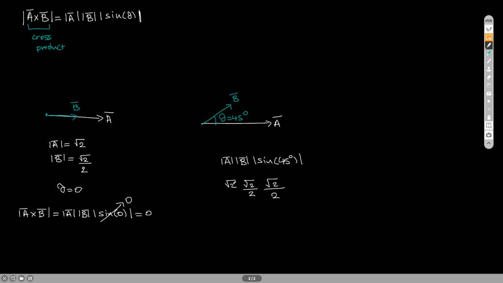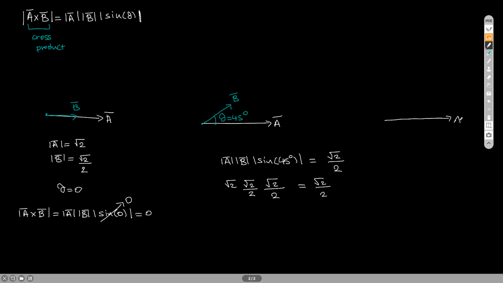Now, the square root with the square root will cancel out. I will have 2 over 2, that cancels out. And the result is simply the square root of 2 over 2. Okay? This is the result for the magnitude of this cross product. You can do the calculations if you want to find a number for this. And I'm going to show you one more example.